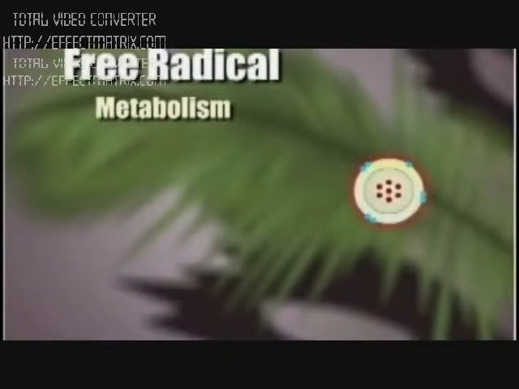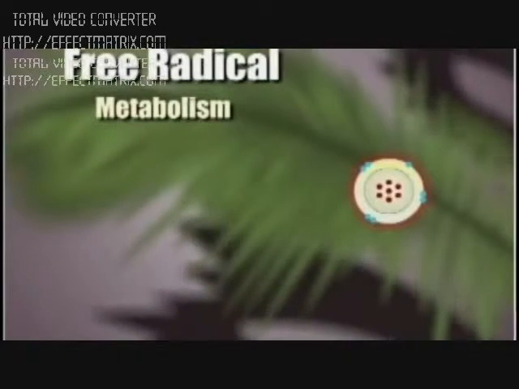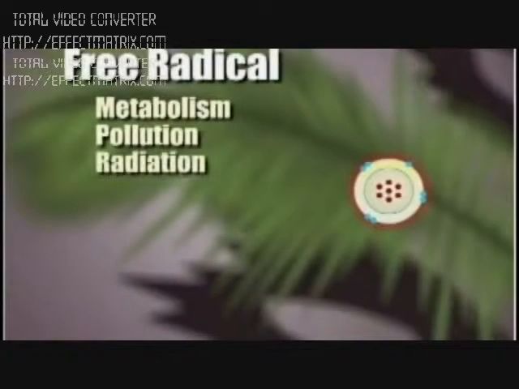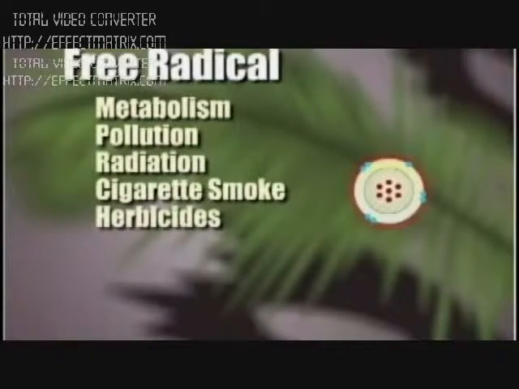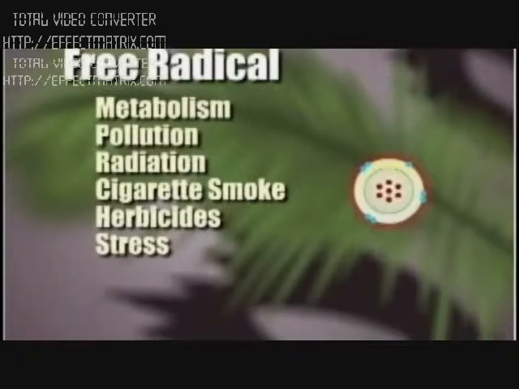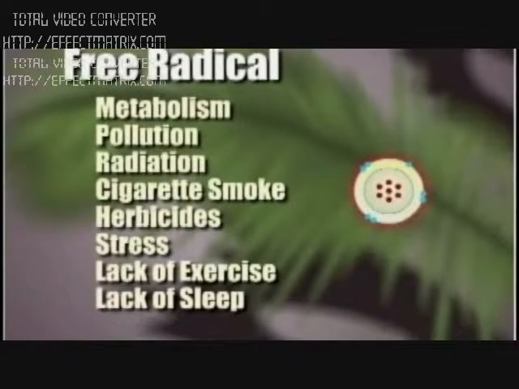However, there are many environmental factors that can cause an excess of free radicals, such as pollution, radiation, cigarette smoke, and herbicides. In addition, stress, lack of exercise, and lack of sleep.